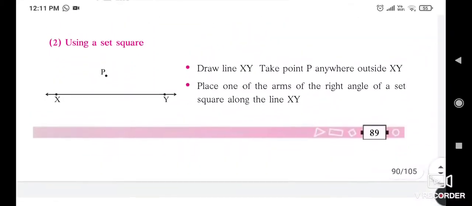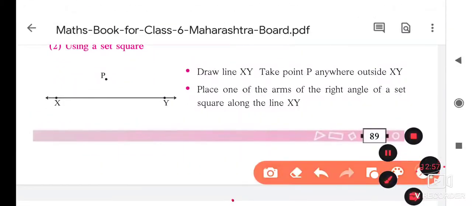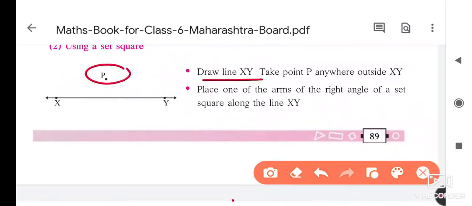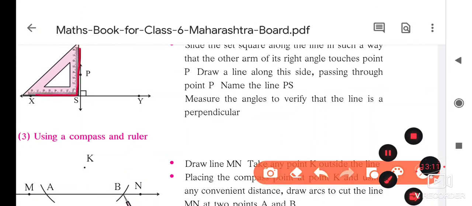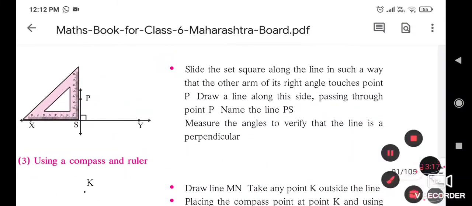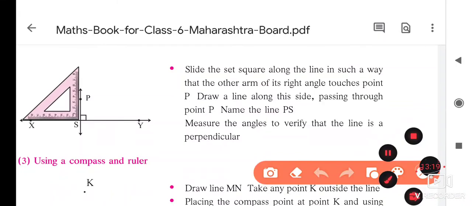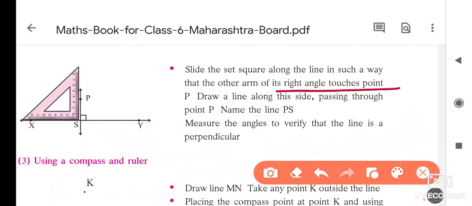Okay. After that, the second method, the set square method. Here also they told you the proper steps. Draw line XY, take point P above, outside XY, and place one of the arms of the right angle of the set square along the line. Just now I showed you how to adjust this; the adjustment is given in the picture also. After that we have to slide the set square along the line in such a way that one arm of the right angle touches the point P. Here one side touches P, and another side touches the line XY. Passing through point P, you get the perpendicular from the set square.